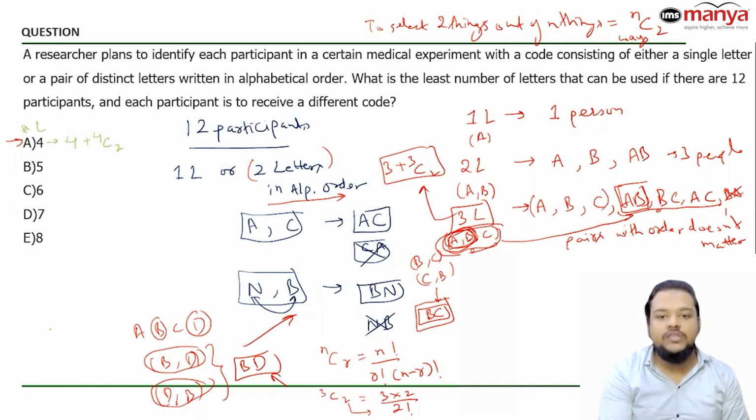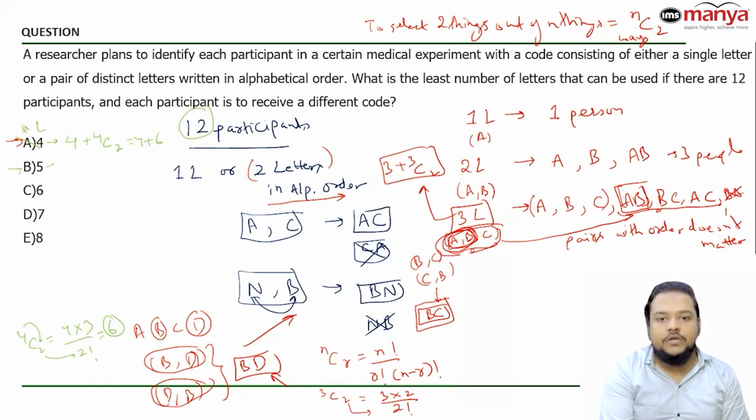Now 4C2 is nothing but, I will calculate here, 4 into 3, 4 factorial writing up to 2 terms, divided by whatever is here, that factorial. So 2 into 1 is 2, and 2 threes are 6. So 6 plus 4 is 10, right? Hence, that could not be my answer because I need to represent 12 participants.